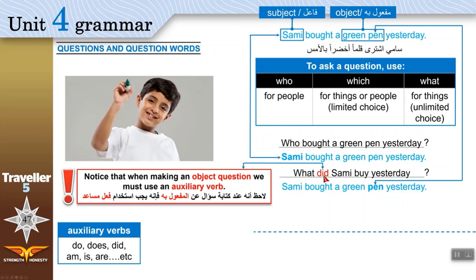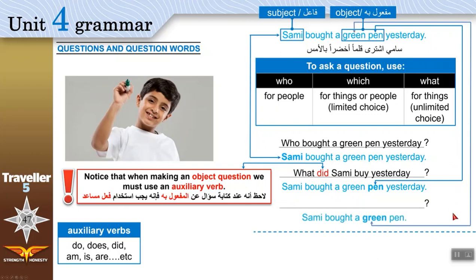If the question is in the past, yesterday, use did. If it is every day or it happens in general, use do or does. If it's happening right now, use am, is, and are, and so on. So these auxiliary verbs are necessary to make your question right.